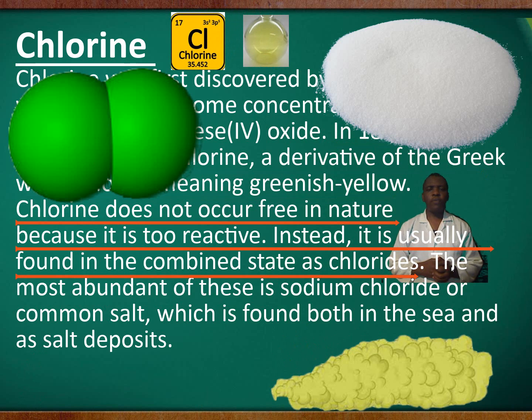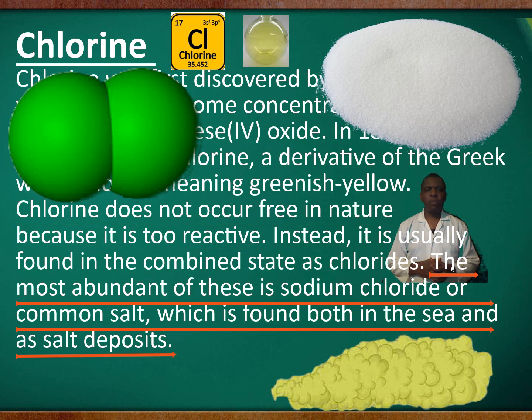Chlorine does not occur free in nature because it is too reactive. Instead, it is usually found in combined state as chlorides. The most abundant of these is sodium chloride or common salt, which is found both in the sea and salt deposits.